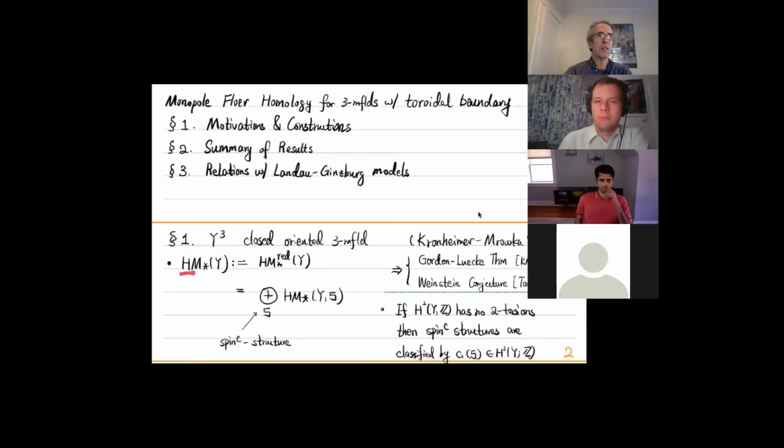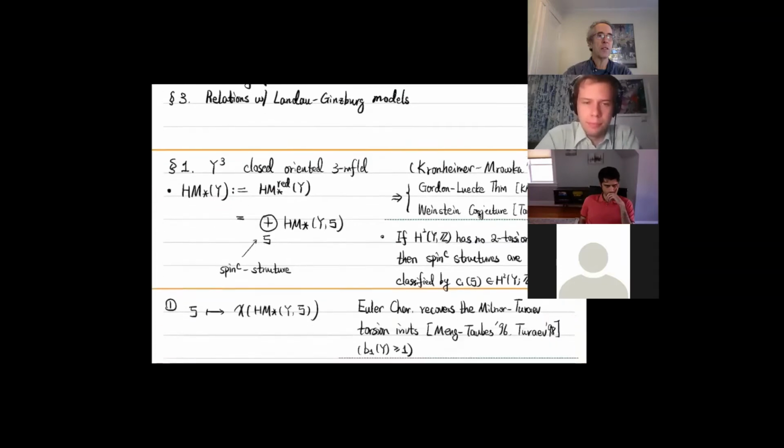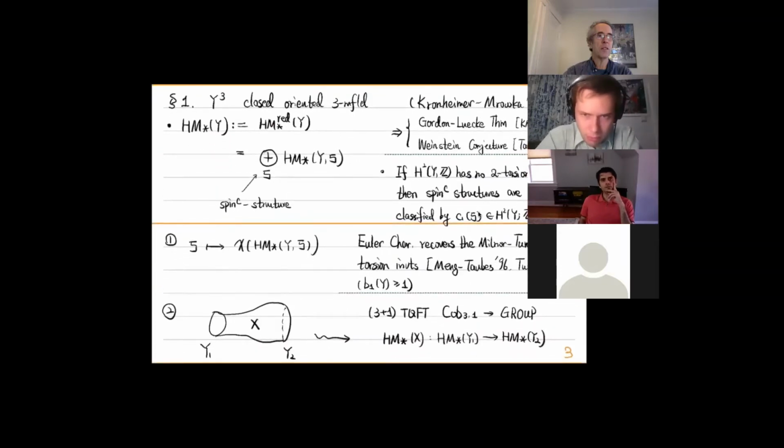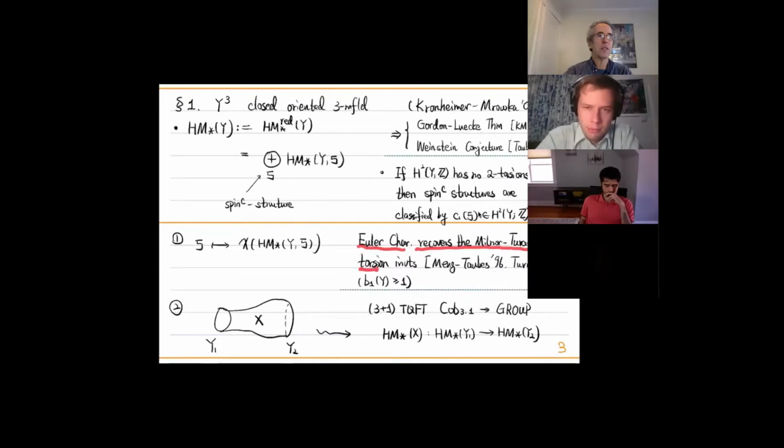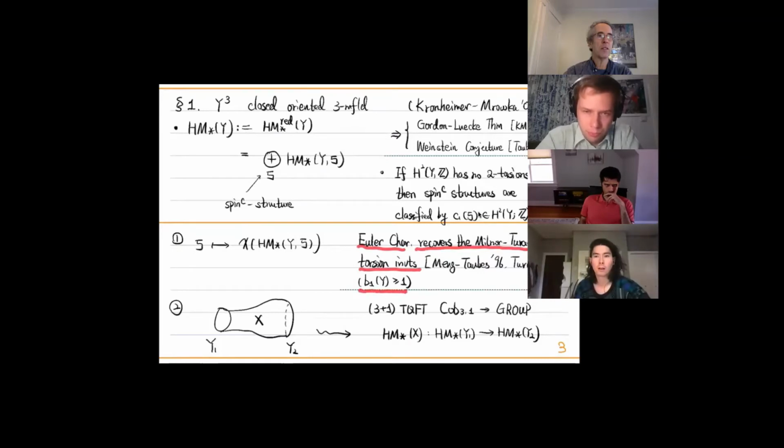So this Floer homology group has two important properties that we are going to generalize later for three-manifolds with toroidal boundary. Let me first give you a brief summary. The first property here is that if you take the graded Euler characteristic of this Floer homology, then it recovers the Milnor-Turaev torsion invariant of the three-manifold. This is the case when the first Betti number of Y is positive. This result was due to Meng-Taubes in 1996, and it was refined by Turaev 2 years later.